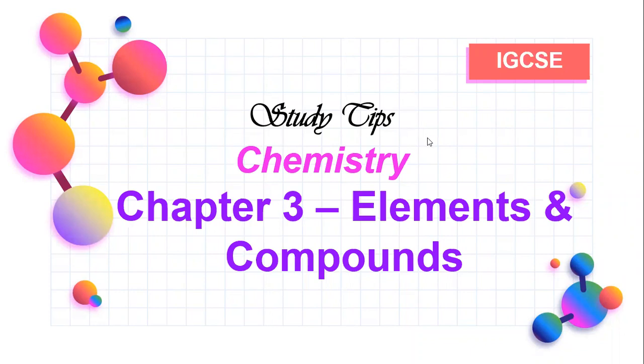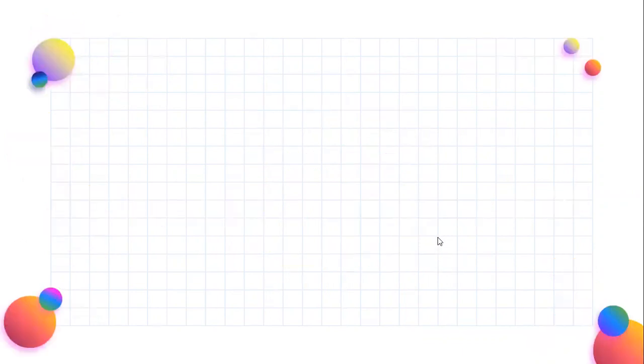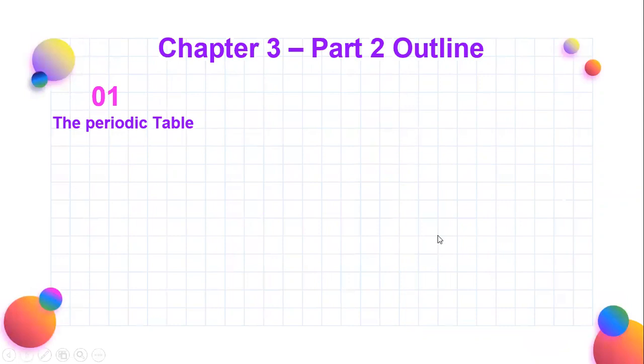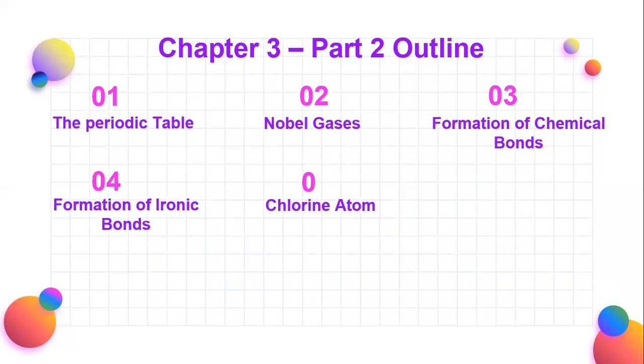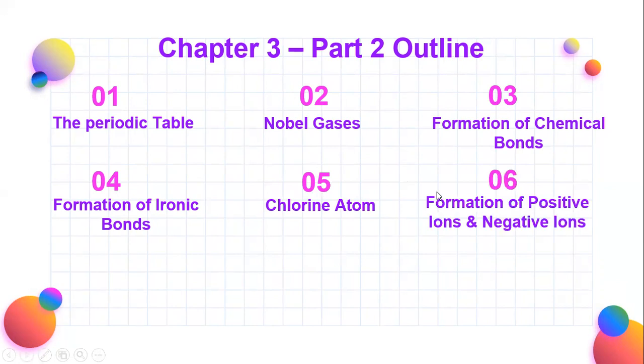Let's continue with our lesson for IGCSE Chemistry Chapter 3 Part 2, Elements and Compounds. Without further ado, let's look into our study outline. Our study outline comprises the periodic table, noble gases, formation of chemical bond, formation of ionic bond, chlorine atom, formation of positive ions and negative ions, and finally, covalent bonds.